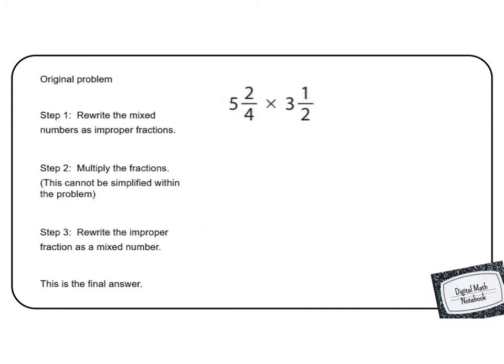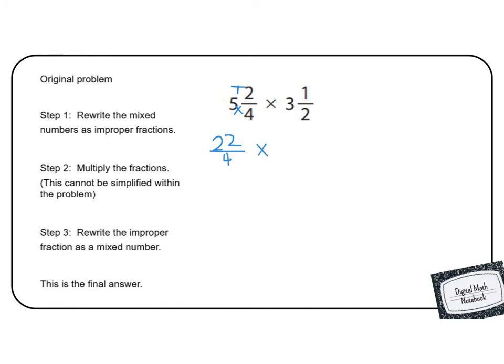All right, our original problem is 5 2/4 times 3 1/2. Our first step is that we're going to multiply times the bottom and add to the top to change our numbers into improper fractions. You have some steps in your digital math notebook to fill in as we go. First off, 5 times 4 is 20. 20 plus 2 is 22/4. Our denominator doesn't change.